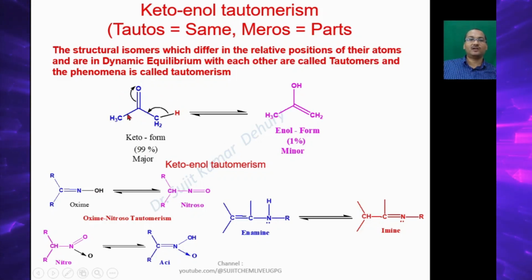This is acetone, which we can write in this fashion. This CH bond will come here and C double bond O will break on oxygen. As a result, you get this enol. Here ene plus ol means alcohol, so enol. Usually the keto form remains 99% major and the enol form remains minor, 1%. Similarly, this tautomerism is also found in oxime and nitroso, nitro and aci, and enamine and imine compounds.